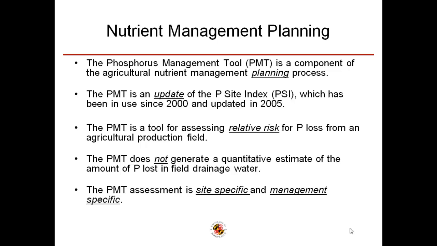So nutrient management planning, a lot of this is going to be an overview for many of you. The Phosphorus Management Tool is just one component of Maryland's agricultural nutrient management planning process. And the PMT is an update of the PSI.